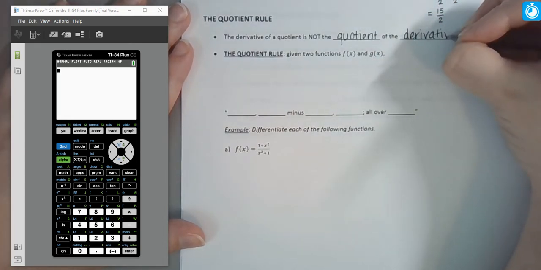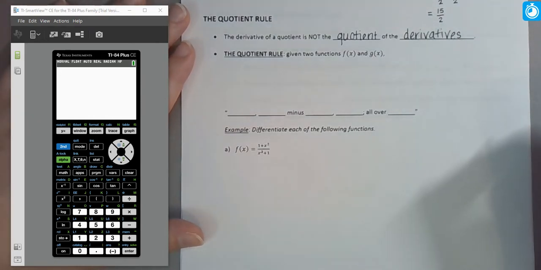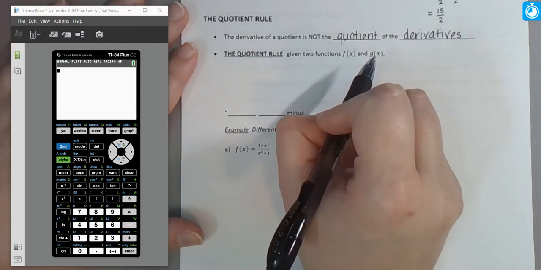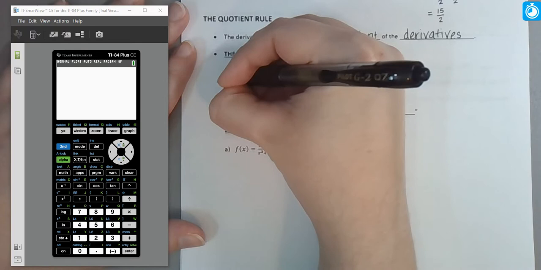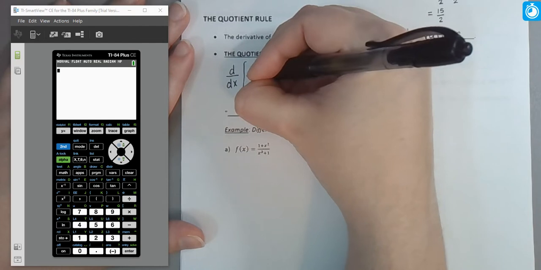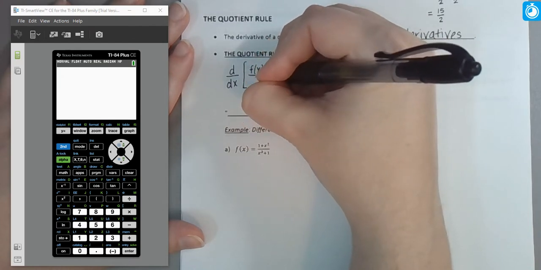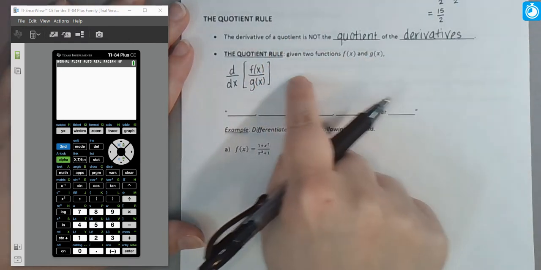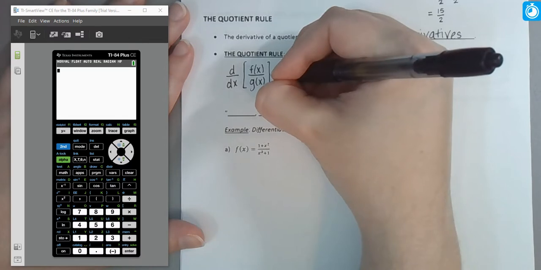That idea is specific to the sum and difference rule. When we have multiplication or division, unfortunately, we can't just distribute the differentiation operator, if you want to think of it that way. So here's the quotient rule. Given two functions, f of x and g of x, the goal is to take the derivative with respect to x of the quotient of those two functions, and we're specifically going to differentiate f of x over g of x. Keep in mind, if we flipped the order, we would just flip the order for the expression that I'm about to write.